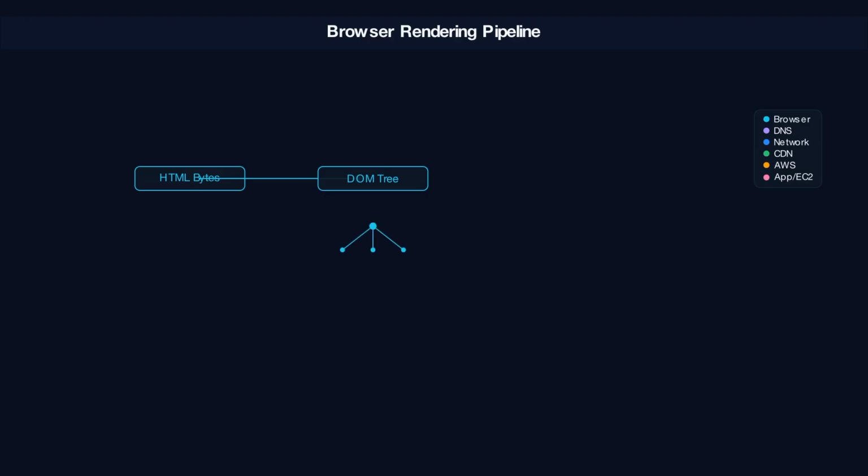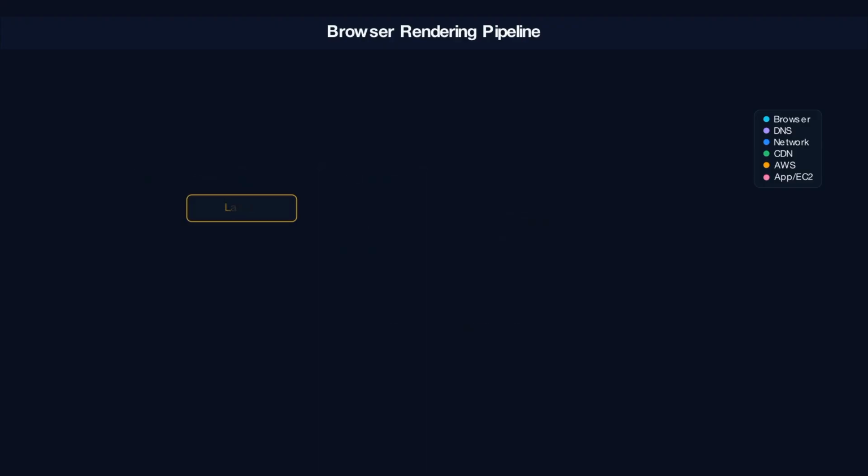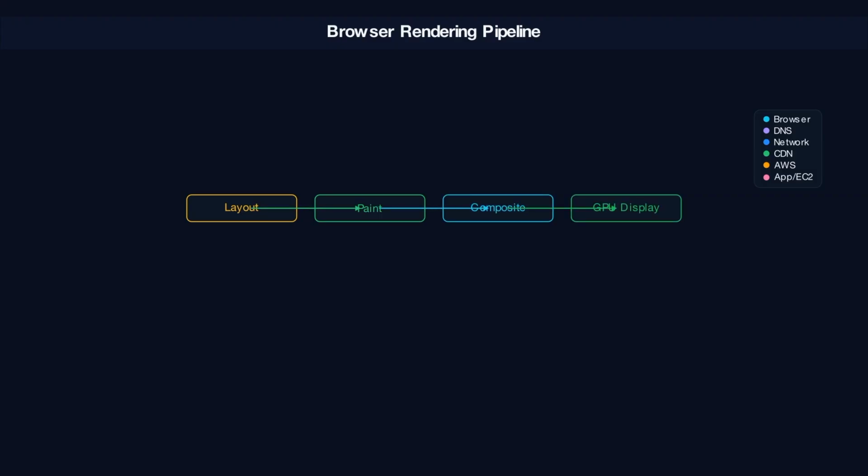Step 1. Parse HTML into a DOM tree, a structured representation of every element. Step 2. Parse CSS into the CSSOM, the style rules tree. Step 3. Merge them into the render tree. Only visible elements with computed styles. What about JavaScript? If the parser hits a script tag without async or defer, it pauses, downloads, executes, then continues. Meanwhile, the browser fetches sub-resources in parallel: images, fonts, style sheets.